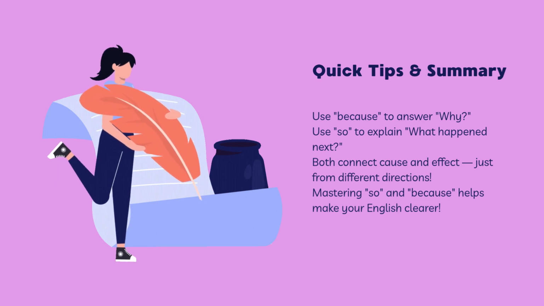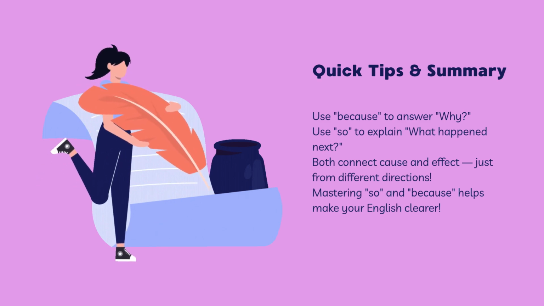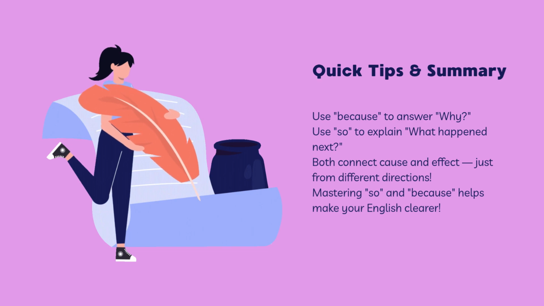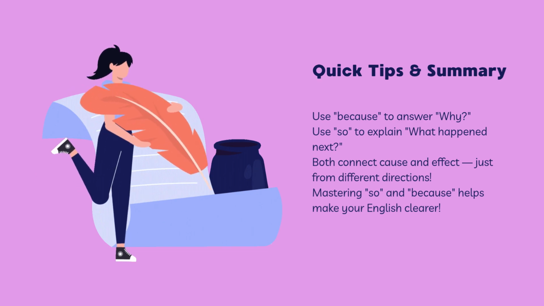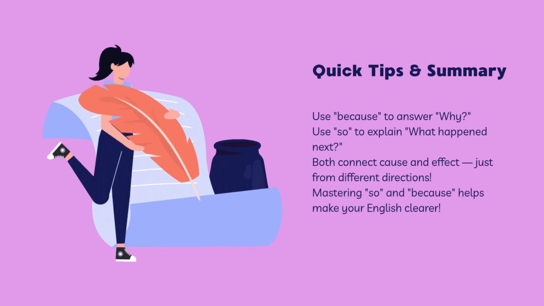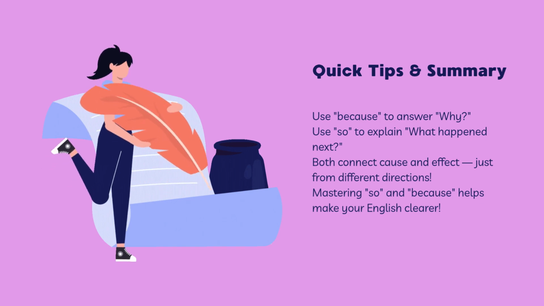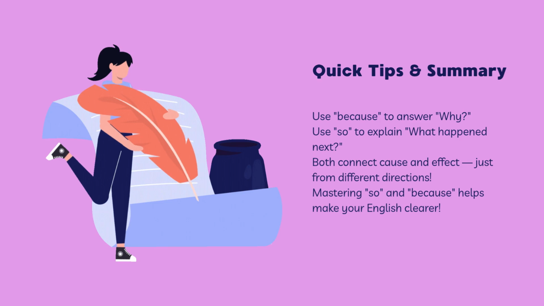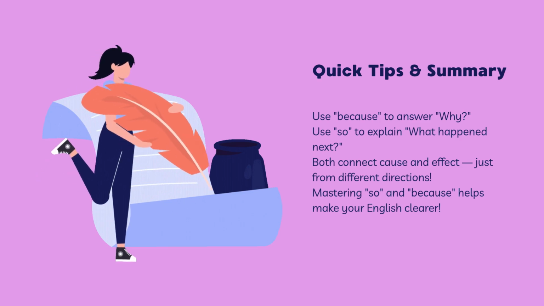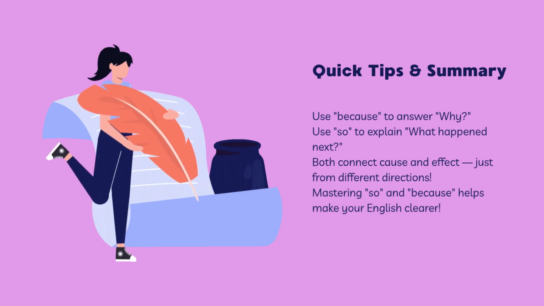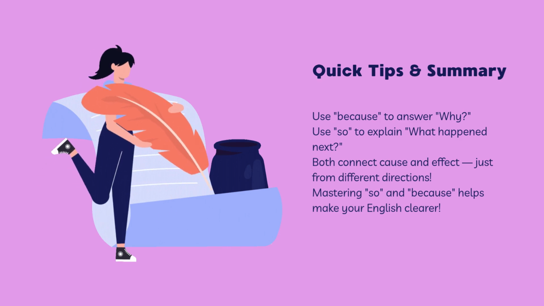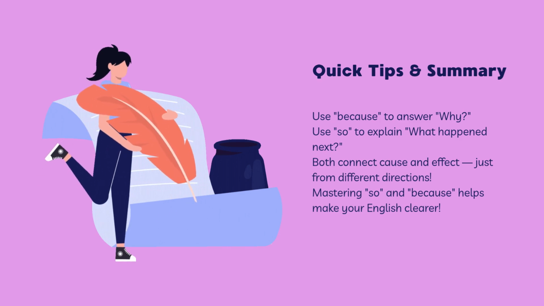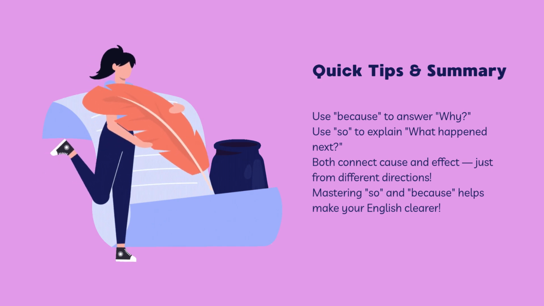On the other hand, we use so to explain what happened next. It shows the result that happened after a cause. For example, I was sick, so I stayed home. The word so shows the result. Remember, because equals reason, so equals result. Both words connect cause and effect, but they show the relationship from different directions.